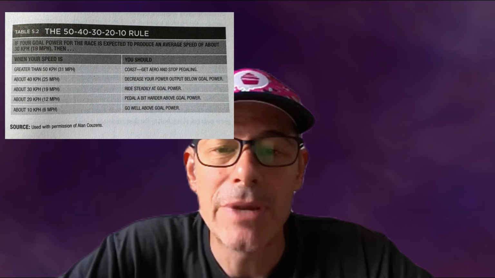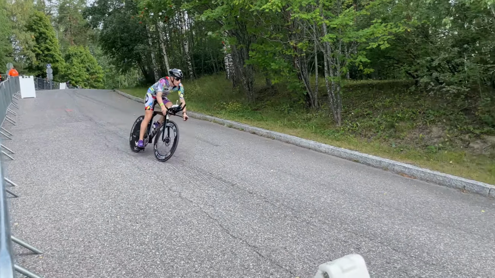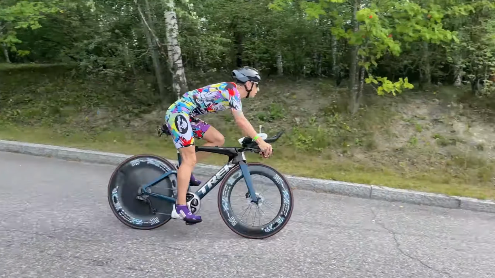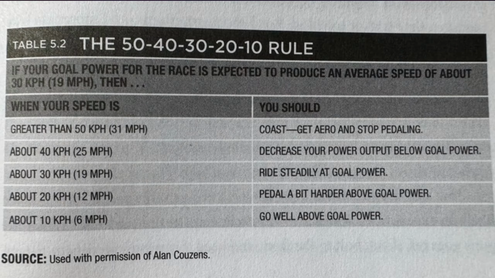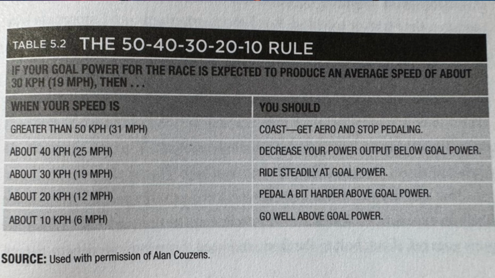And remember the 50, 40, 30, 20, 10 rule. If your target power will give you an average speed of about 30 kilometers an hour, follow this chart. Basically, if you're going super fast downhill, 50 kilometers an hour, then coast. If you're going 40, pedal a bit. If you're going 30, stay at your prescribed pace. 20, pedal harder. And if you're only going 10 kilometers an hour, you can mash it pretty hard. So you can actually exceed your prescribed power if you're going too slowly.